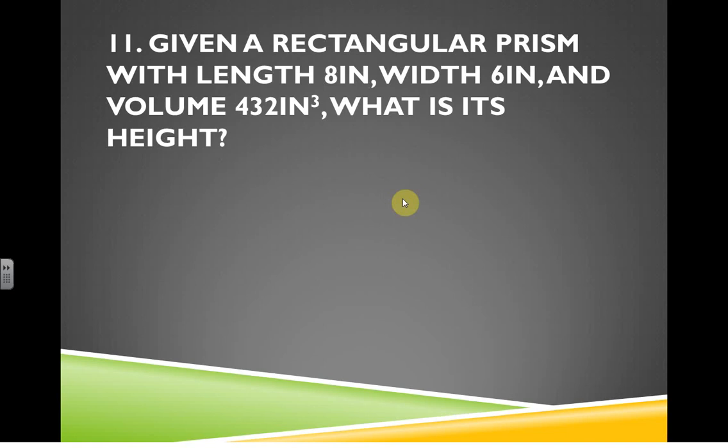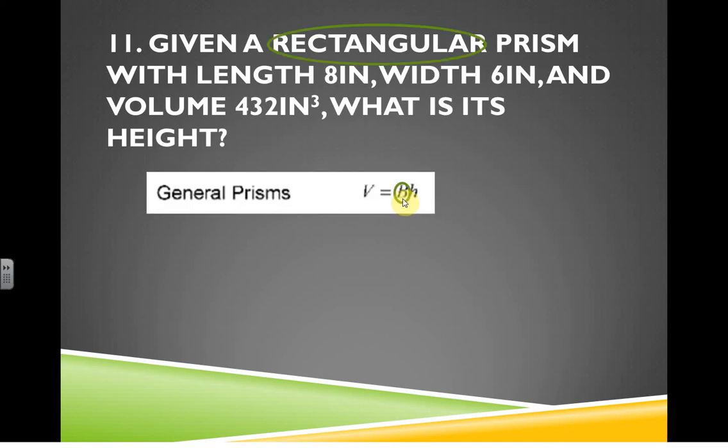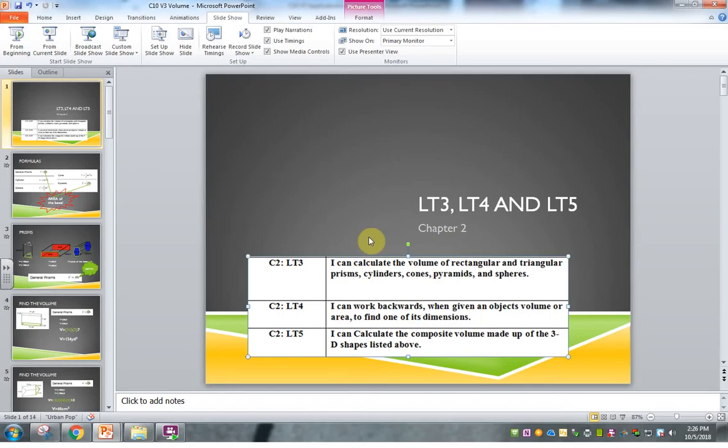Given a rectangular prism with length 8, width 6, and volume 432 inches cubed, what is its height? So again, it's a rectangular prism, so that's base times height, so 8 times 6. I don't know the height or the depth of the object, but I do know that the volume is 432, so I work backwards to find the height. It's not too difficult, but I just wanted to point it out.